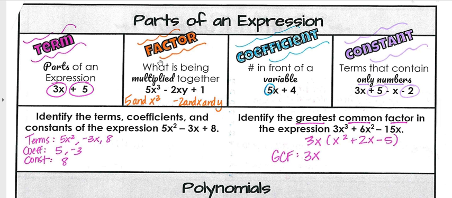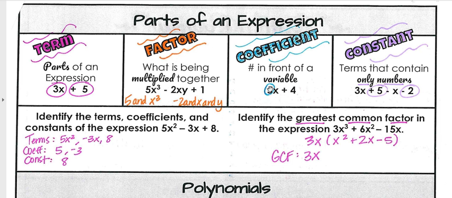The idea of a factor: what is being multiplied together, okay, those are factors. So here, the 5 is being multiplied by x cubed, so those are both factors. And then here, the -2 and the x and the y, each of those would be a factor of that term. The coefficient is the number that's in front of a variable.